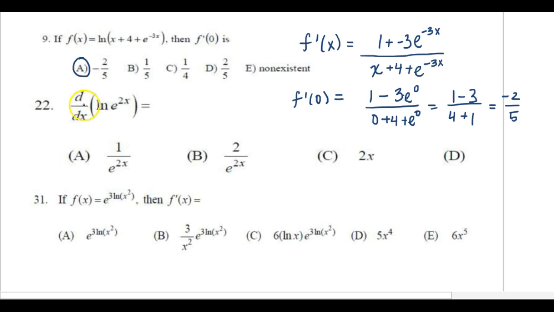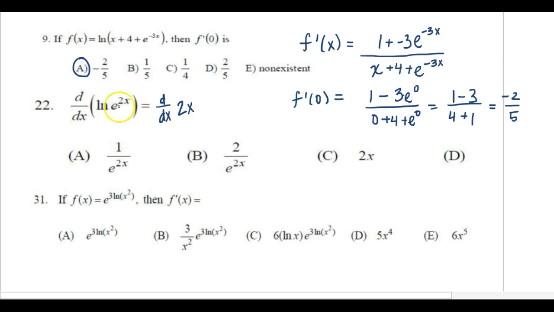Now, for the second one we're going to look at, the derivative with respect to x of natural log of e to the 2x. So here, what I want to point out is that what we're trying to differentiate, the natural log of e to the 2x, can be simplified. So the derivative with respect to x, instead of taking the natural log of e to the 2x, I want you to think about it before I say it, will become just 2x.